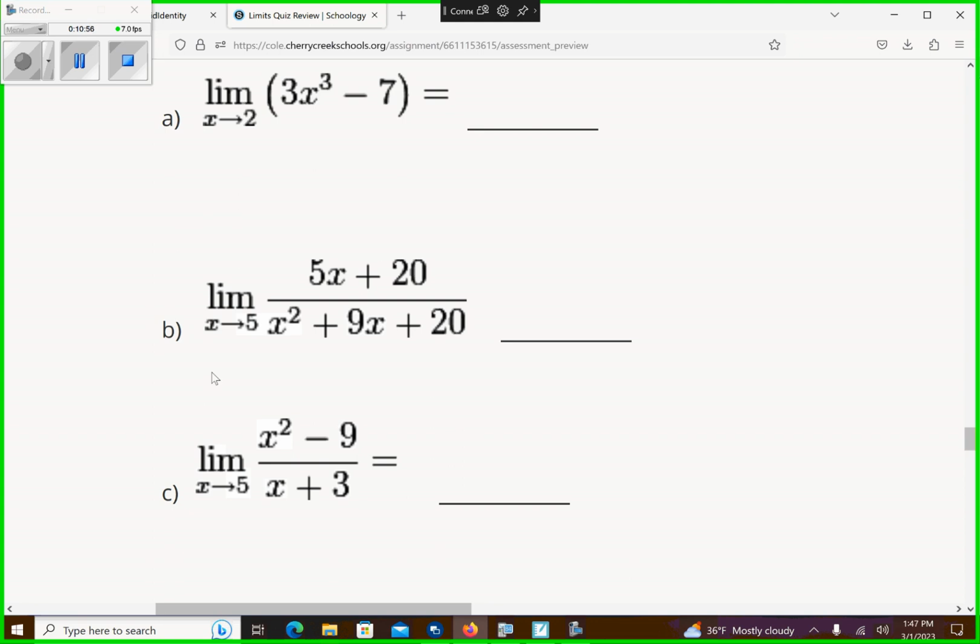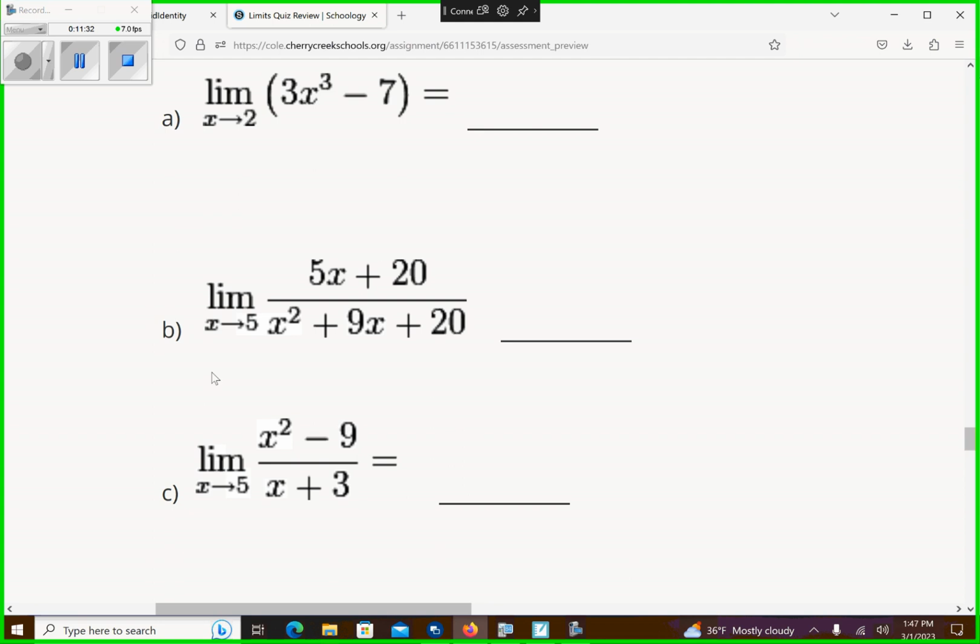It comes out as 0.5. So on letter B, we can directly plug it in because I'm not going to get a 0 in the denominator. So you'd get 45 on top, 45 over 65, whatever that reduces to. Is that right? I think that's 9 over 15, which is 3/5, right?